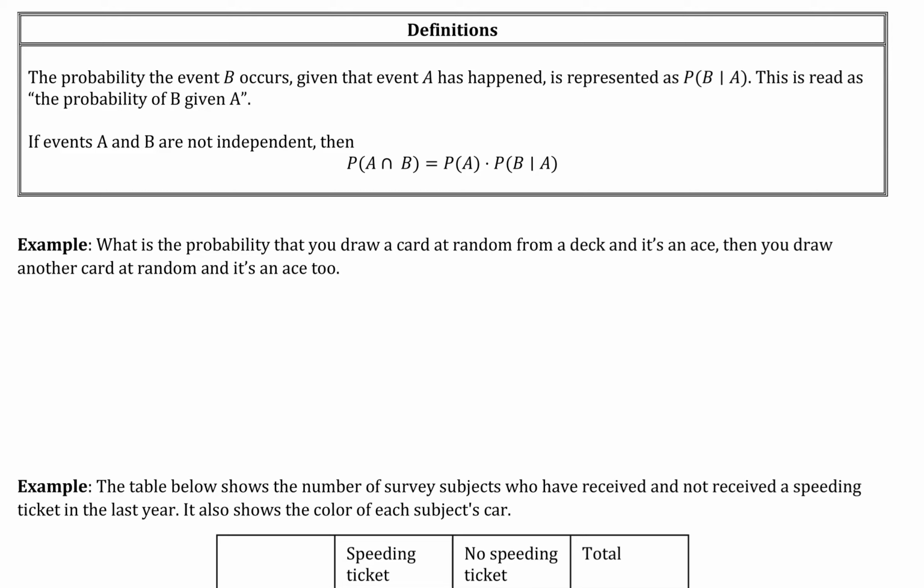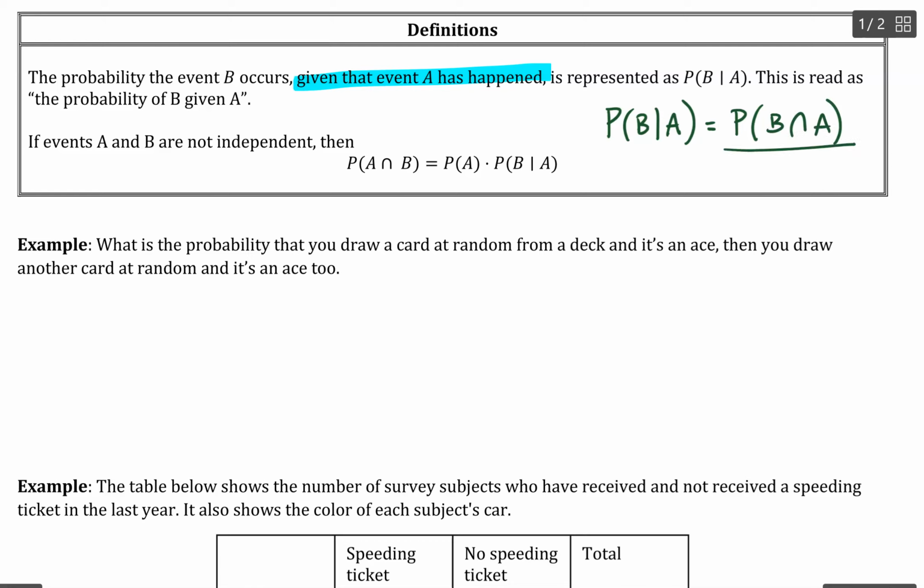In this video, we will calculate conditional probability. As a reminder, the definition of conditional probability is the probability that event B occurs given that event A has happened. And we represent this by the probability of B given A. So it's kind of like a line that delineates. And the formula for calculating this is the probability of B intersect A, B and A, divided by the probability of A.